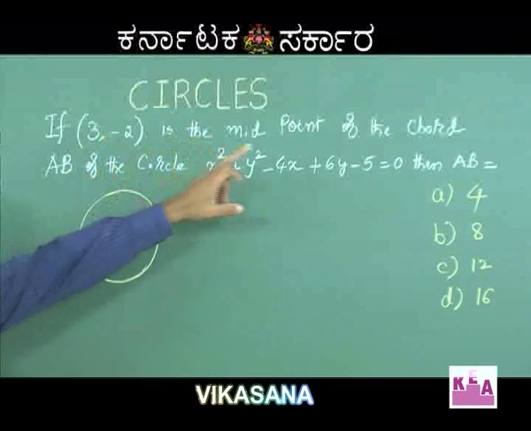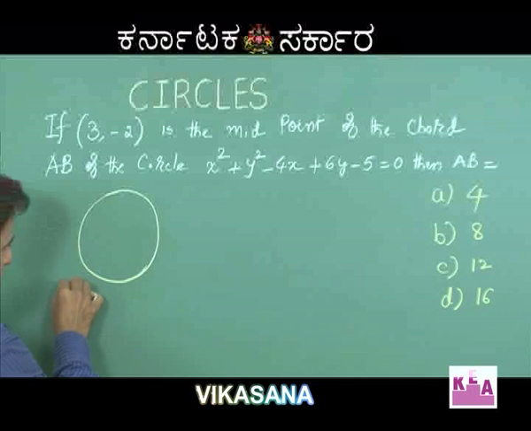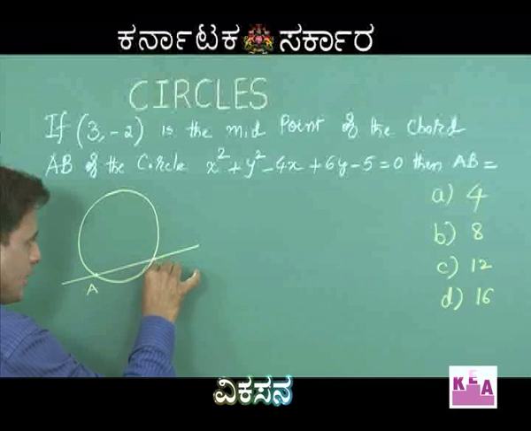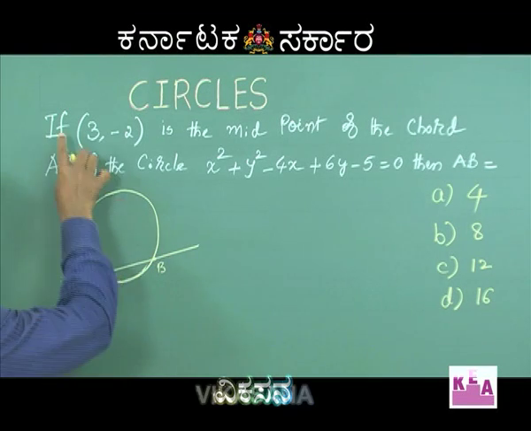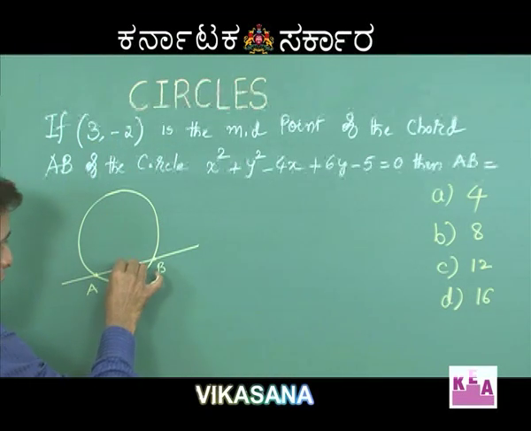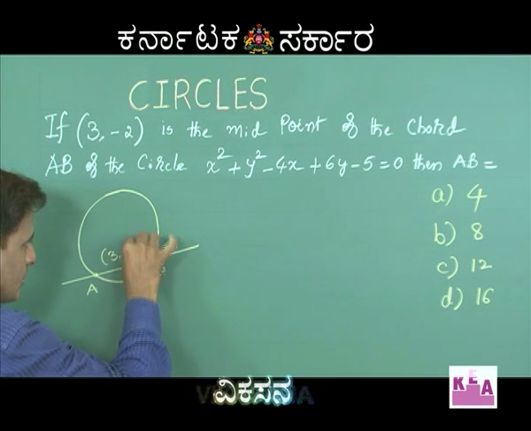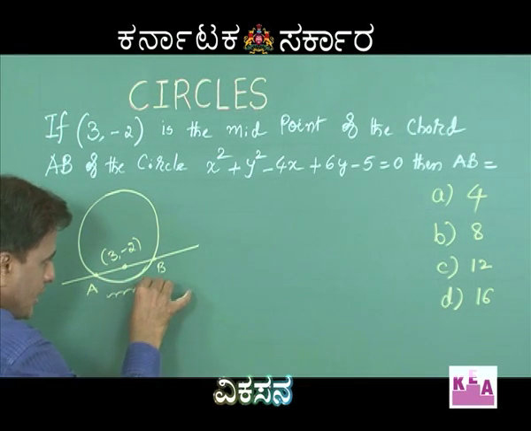3 comma 2, this is the chord AB, and 3 comma minus 2 is the midpoint of the chord. We have to find out AB.